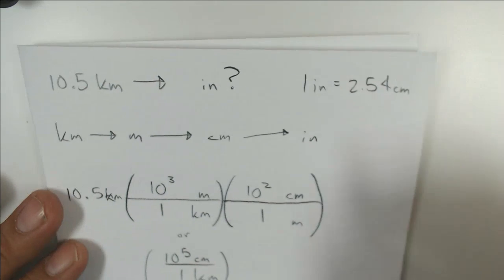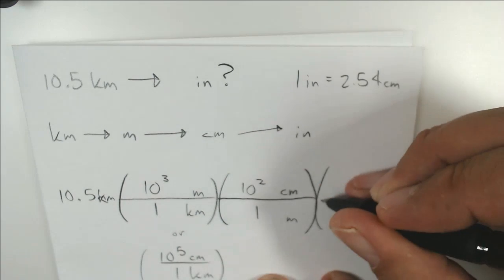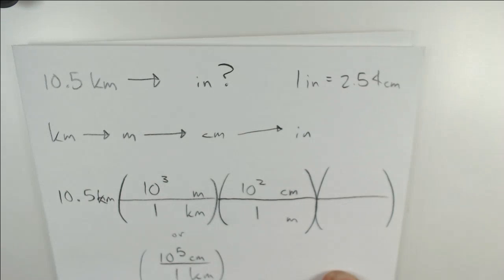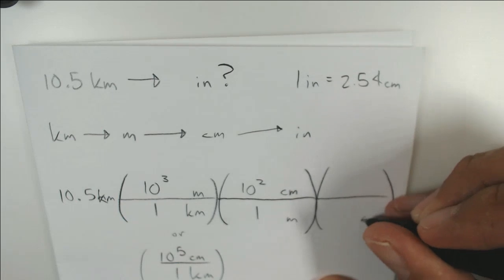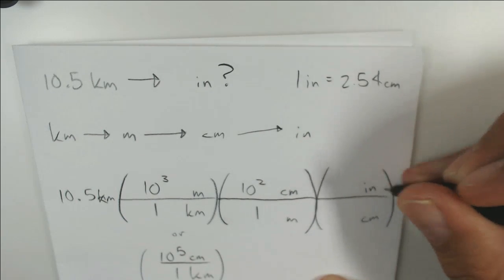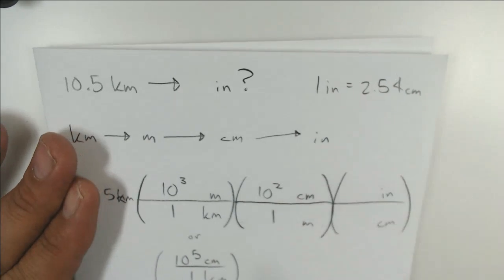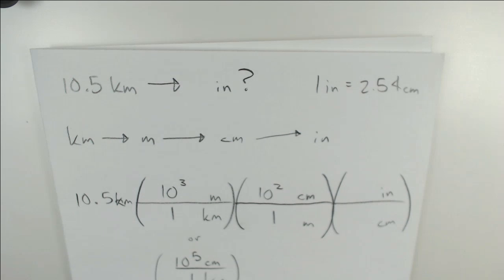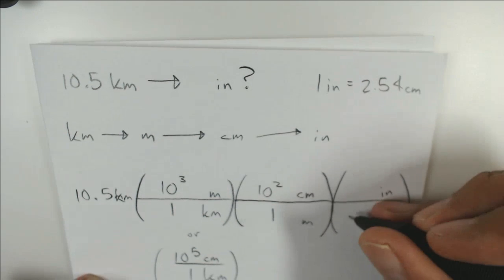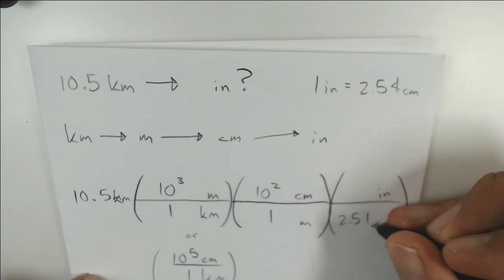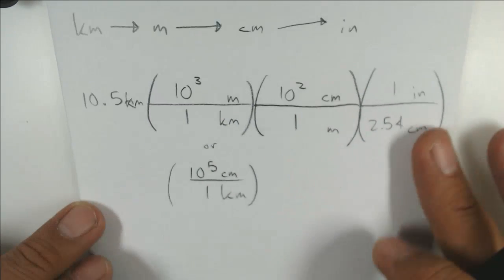All right, so continuing with this here, we just need to go ahead and do one more conversion step, and that is the centimeter to inches. Be careful here that you're putting the numbers in the right location. That 2.54 is associated with the centimeter, so that goes on the bottom, and the 1 inch goes on top.